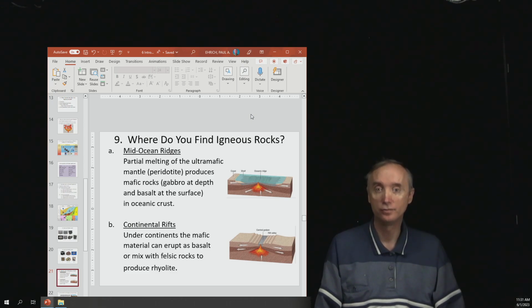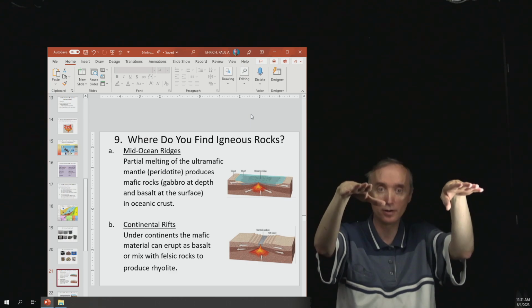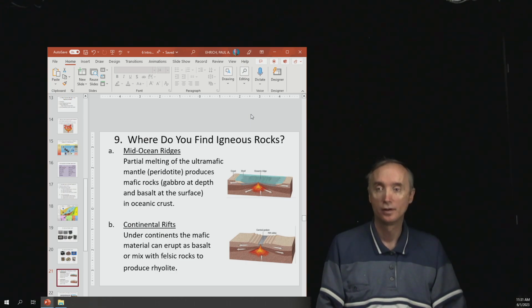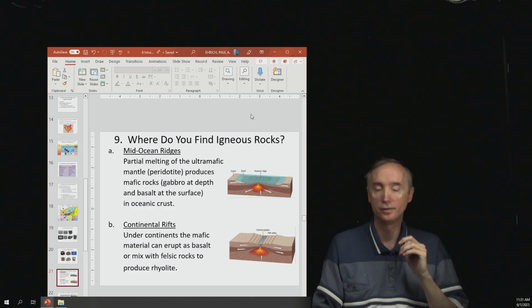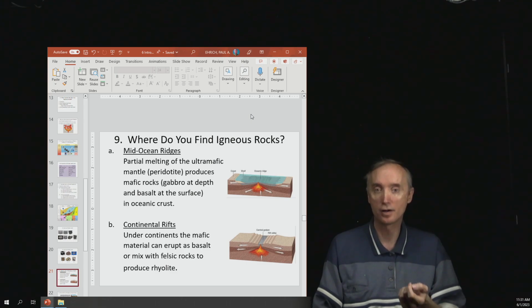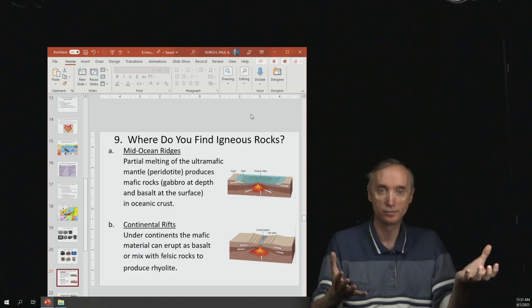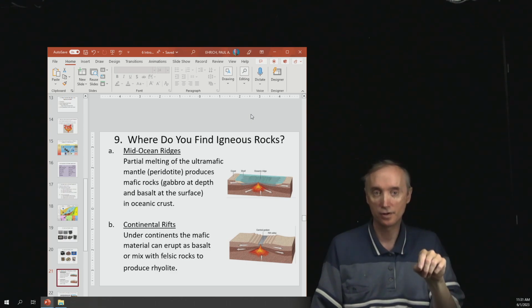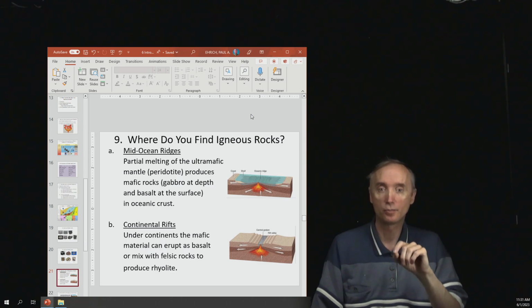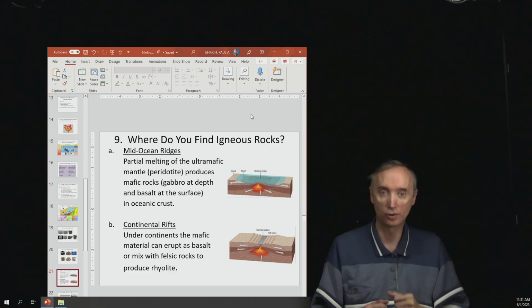You can also have it where continents are being pulled apart. So where the continents are being pulled apart under a hotspot, for example, again, this ultramafic material comes up. Now, it's a little bit more difficult to predict what kind of rocks you're going to get, though, because sometimes it comes all the way up to the surface and it makes the basalt, just like in the middle of an ocean. But sometimes it mixes with other materials, and so it can also produce felsic rocks, such as granite. So it can be formed under these conditions.